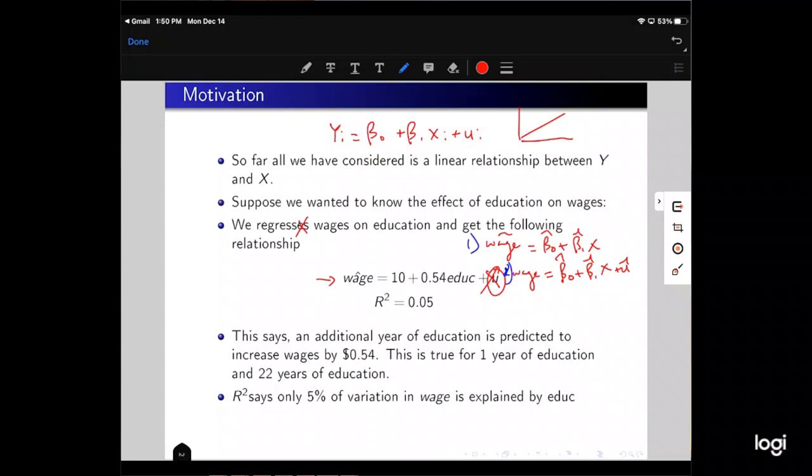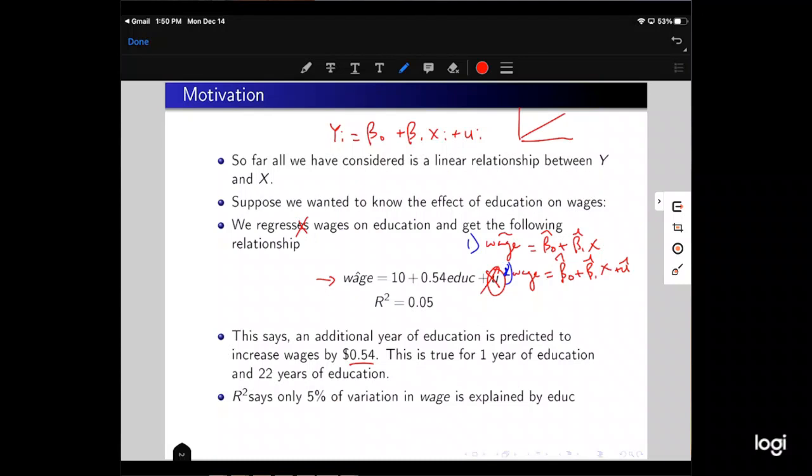Get rid of that. It has an r squared of 0.05. This says an additional year of education is predicted to increase wages by 54 cents per year, or per hour. This is true for 1 year of education and 22 years of education. So if you start at 1 year of education, 1 more year of education is going to get you 54 cents more per hour. If you start at 22 years of education, 1 more year of education is going to get you 54 cents per hour.